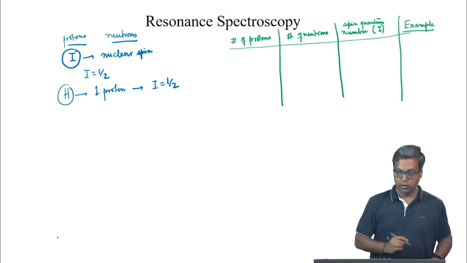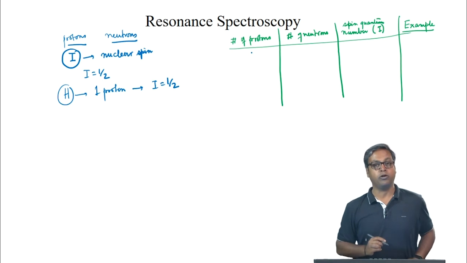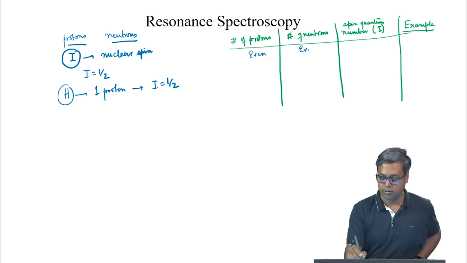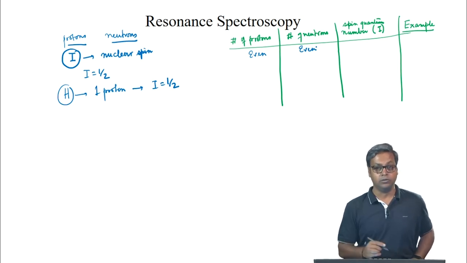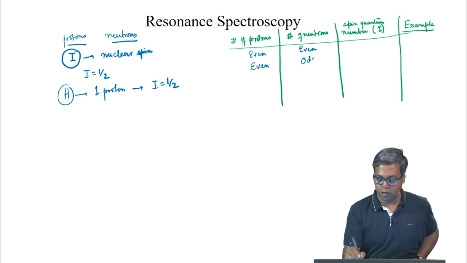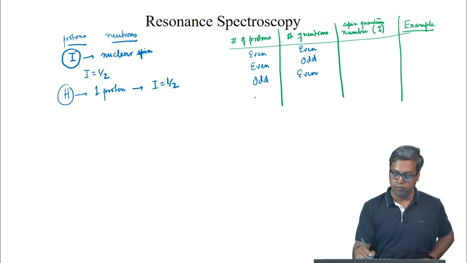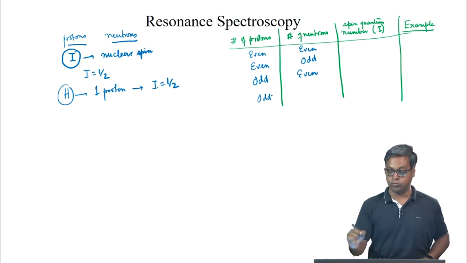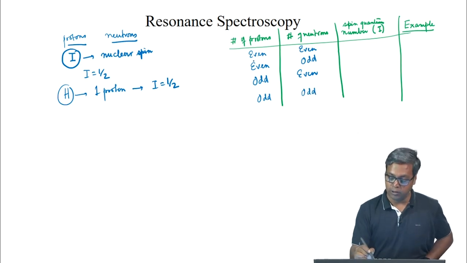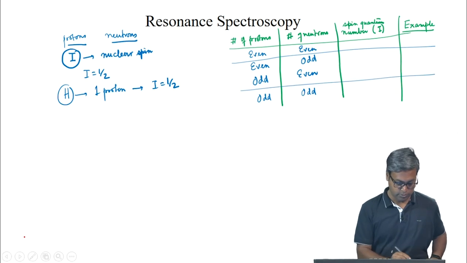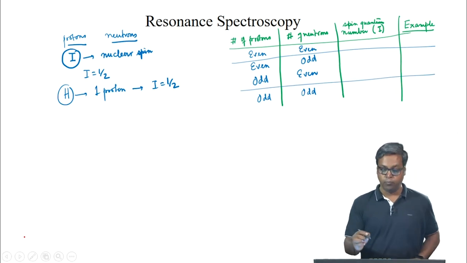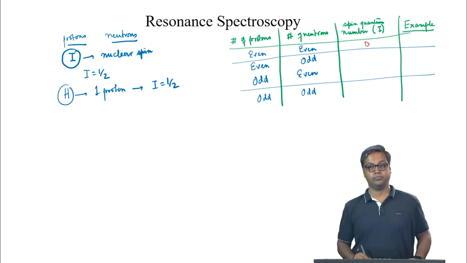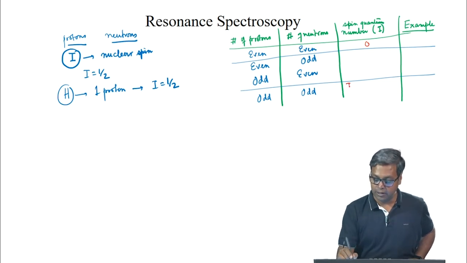So, the first scenario is both the number of protons and neutrons are even. There are other scenarios, we can have number of protons even, number of neutrons odd, or number of protons odd, number of neutrons even. And then there is a last scenario, where in both cases the number of protons and number of neutrons, they are odd. So, we will divide this into three parts. So, we will see that when both are even, I equals 0. When both are odd, I can take integral values, or we can say I equals 1, 2, etcetera.